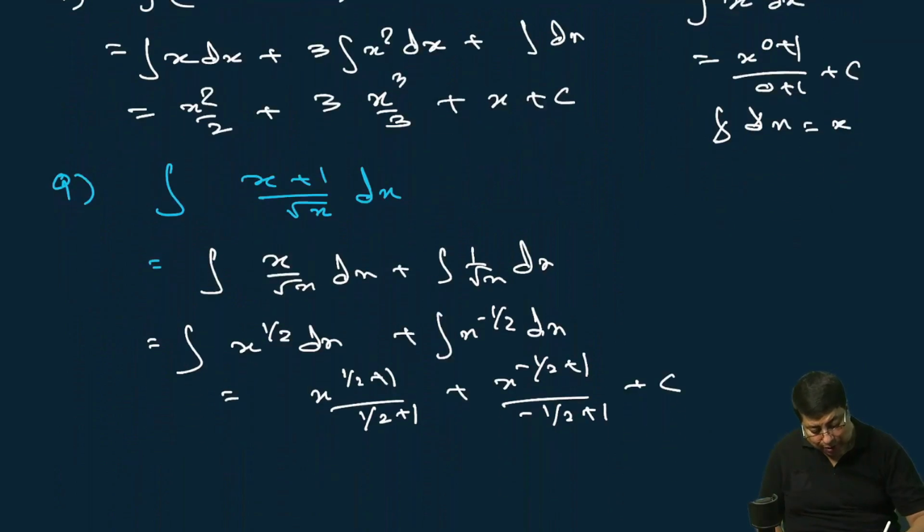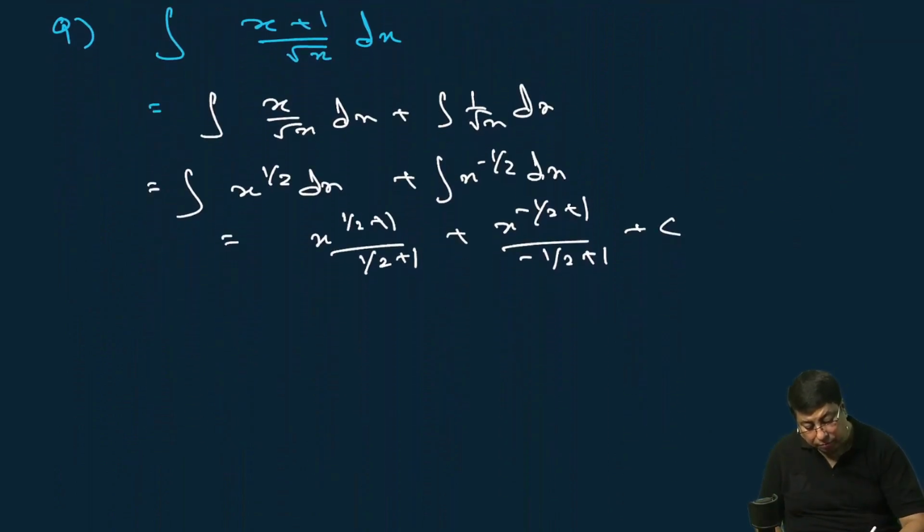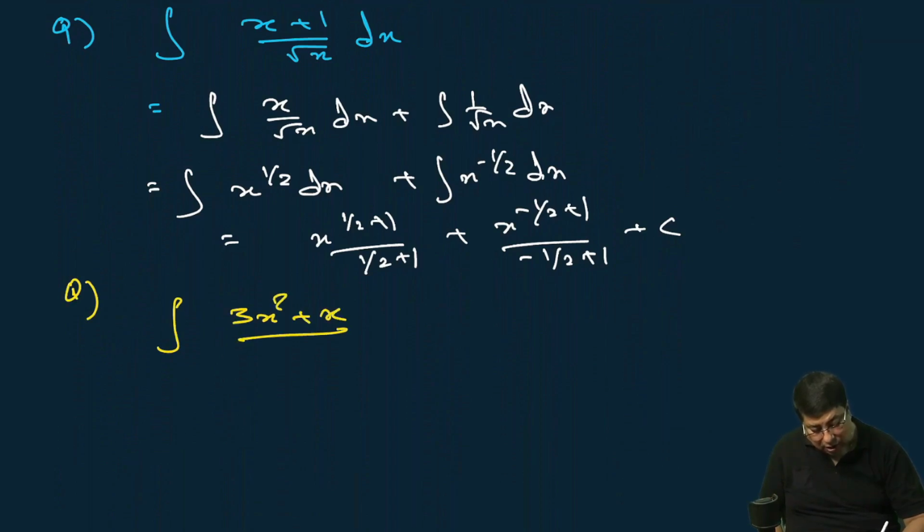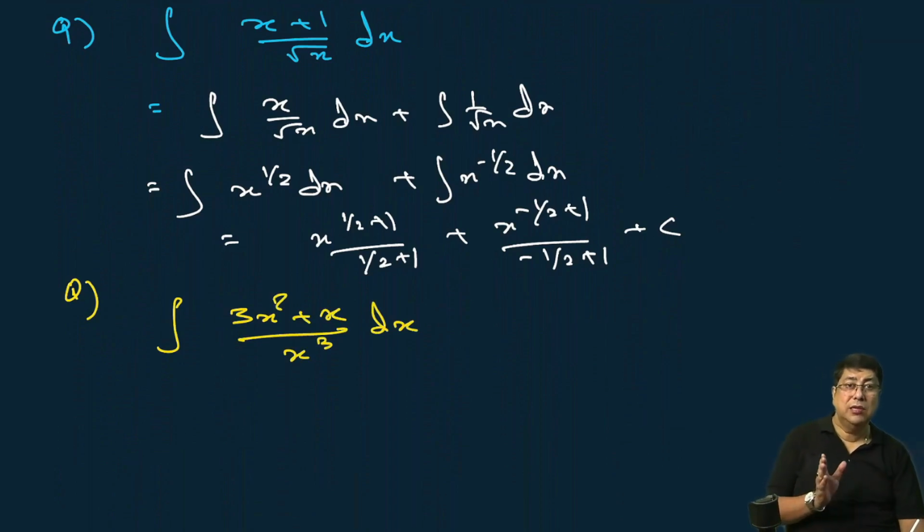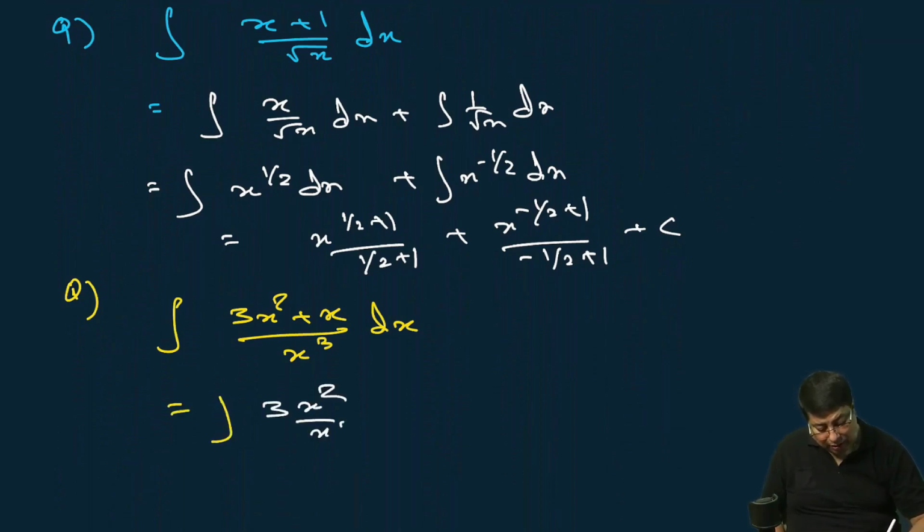One more example I am showing you. Suppose 3x square plus x by x cube. How to proceed with this integral? Similarly, we have to separate out each and every portion. We may separate the integration or we may not. Therefore we can say here 3x square by x cube dx plus x by x cube dx.